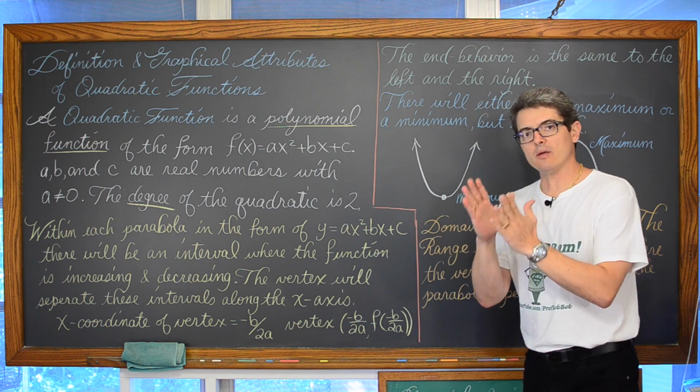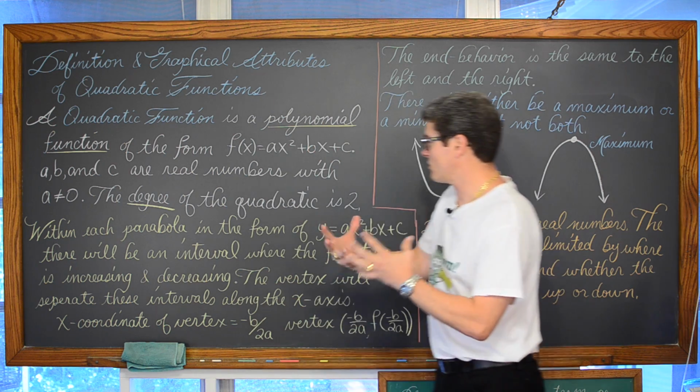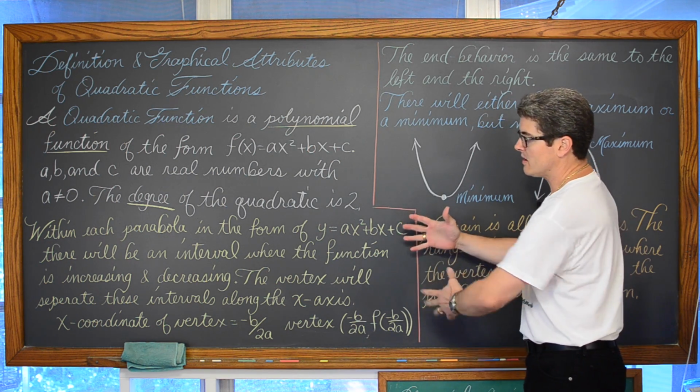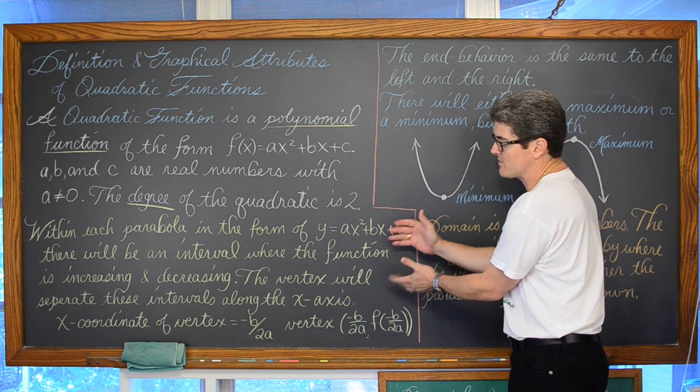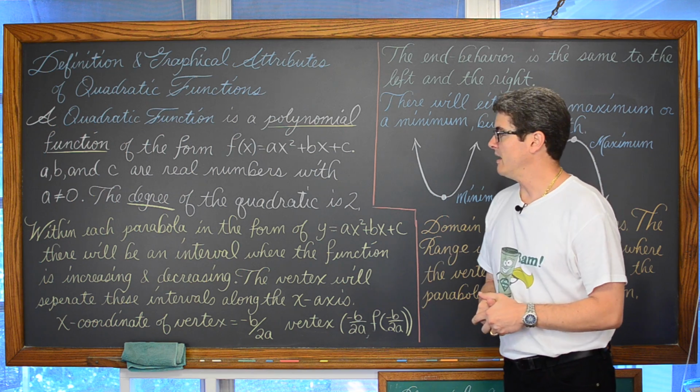Okay, so let's just look at what a quadratic function is. We've got some definitions of polynomials and what the degree of a polynomial is. We'll move into the fact that the graphs are parabolas, and then we'll look at domain and range and increasing and decreasing intervals and such.